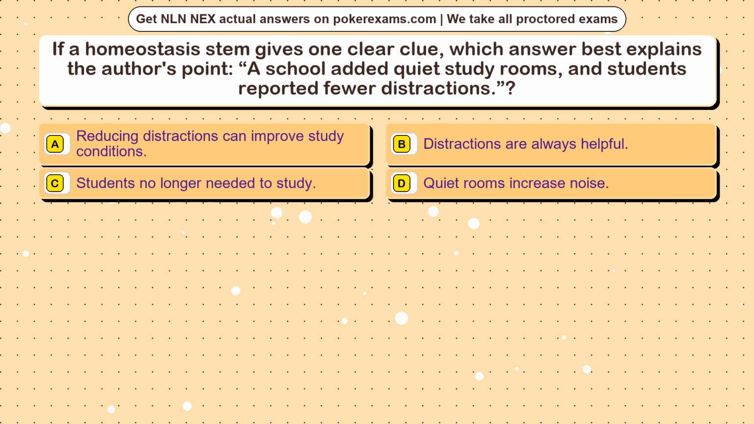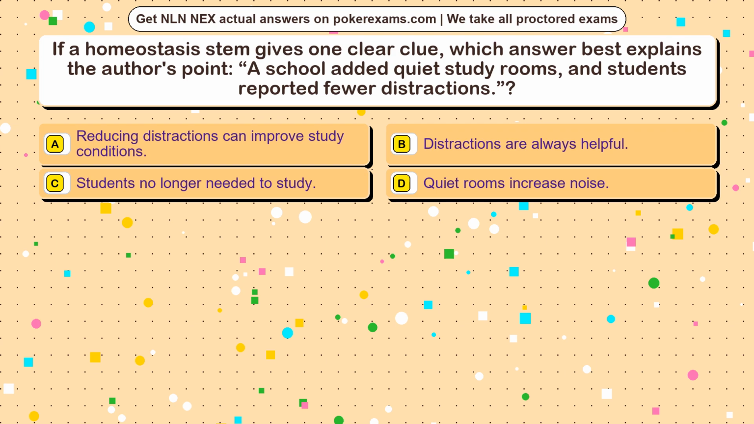Question 4. If a homeostasis stem gives one clear clue, which answer best explains the author's point? A school added quiet study rooms, and students reported fewer distractions. Option A, reducing distractions can improve study conditions. Option B, distractions are always helpful. Option C, students no longer needed to study. Option D, quiet rooms increase noise.